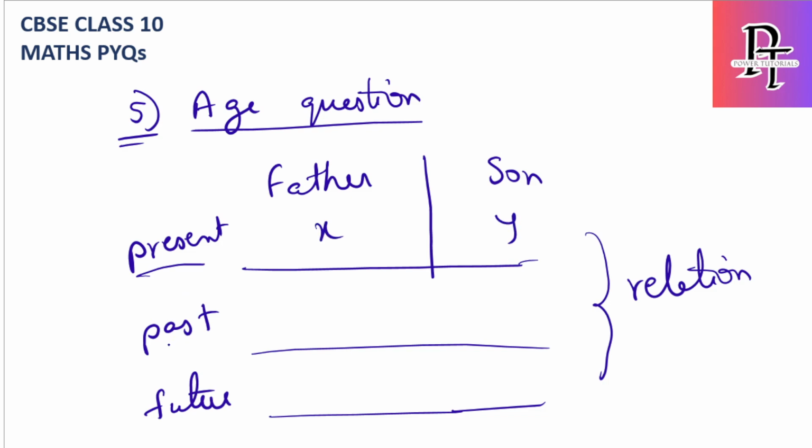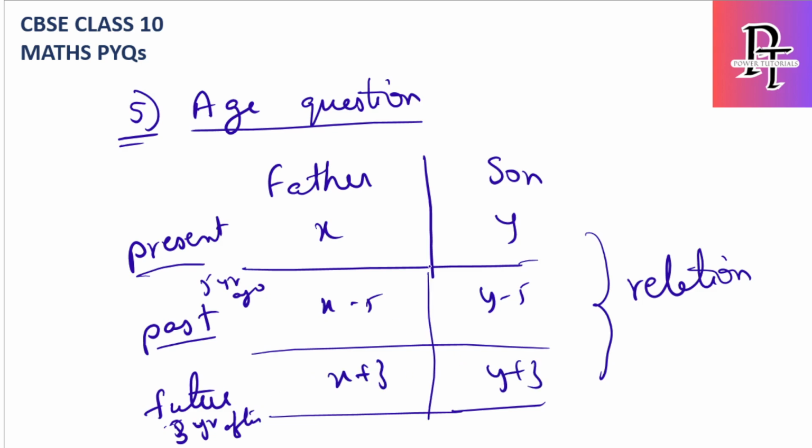If they say past, like 5 years ago, then it will be x minus 5, y minus 5. Same way, they can also say future, like 5 years ahead, like 5 years after. Okay, let's change the number, let's say 3 years after. If they say 3 years after, the ages now become x plus 3, y plus 3.